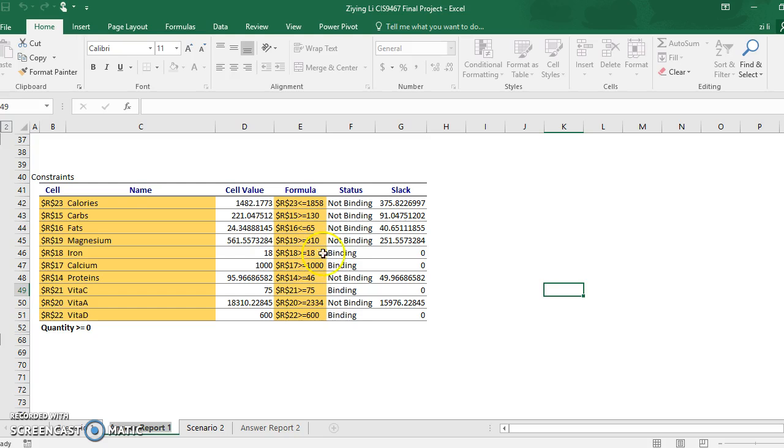Also, she will need 2,334 international units of vitamin A, 75 milligrams of vitamin C, and lastly, 600 international units of vitamin D. All of these will play a role when we set up the constraint for the model.